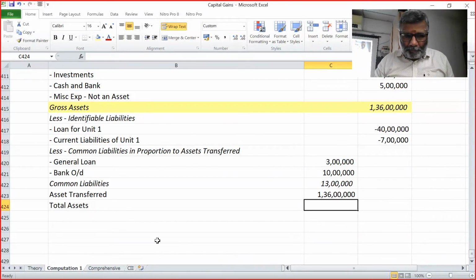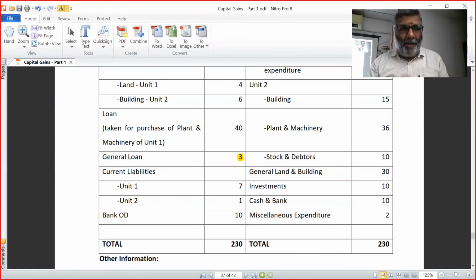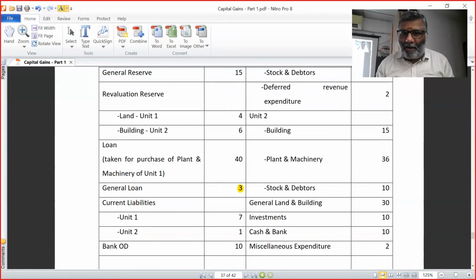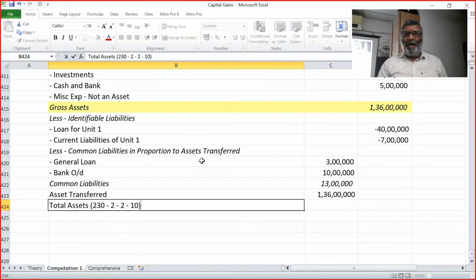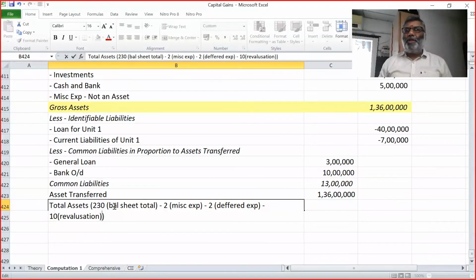So common liability is 13 lakhs. Asset transferred, we all know, is 1 crore 36 lakhs. Total assets: 230 minus 2 for miscellaneous expenses, minus 2 for deferred revenue expenditure, minus 10 for revaluation. Repeating, 230 is the balance sheet total, this 2 is miscellaneous expenses, this 2 is deferred expenses, and this 10 is revaluation. Revaluation is never a concept, so that also should be taken out.